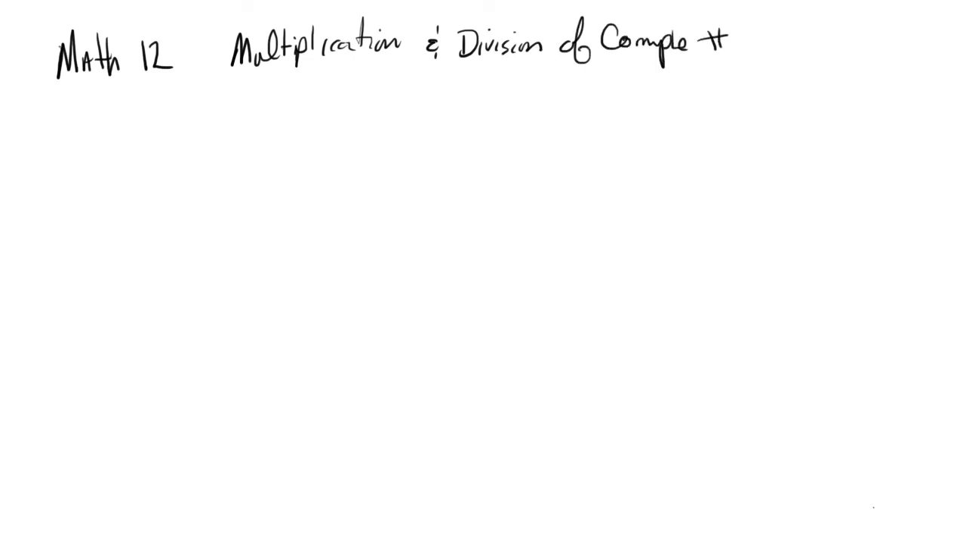Hey guys, tonight we're going to do a topic called multiplication and division of complex numbers. So, multiplication of complex numbers. And these are going to be in polar form. And remember, polar form can also be called trig form.